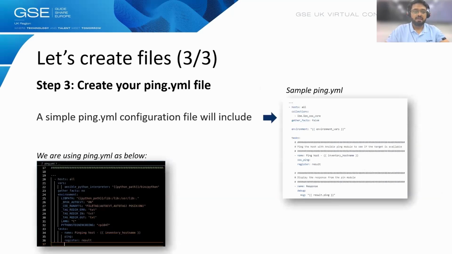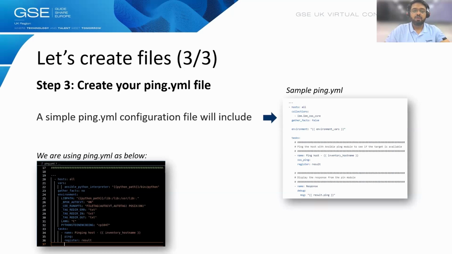Now, the last and very important file that we would need is the YAML file configuration, which is ping. In our case, we are trying to ping our host system. Here are some environment variables and some sample ping file available. So I will also share the link where this ping.yml is present.